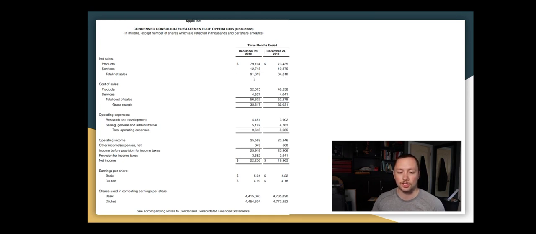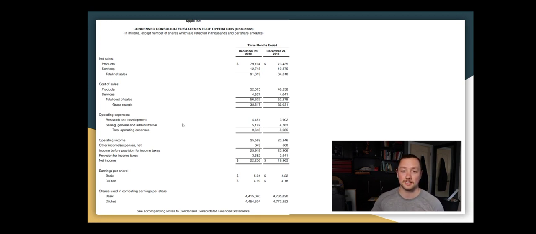If we go down this sheet, you can see cost of sales. That's your cost of goods sold. That's how much it cost them to make the iPhone. So products and services, you can see the exact same amount. Their gross margin here was $35 billion. So they brought in $91 billion. It cost them $56 billion to produce those products. They're left with $35 billion.